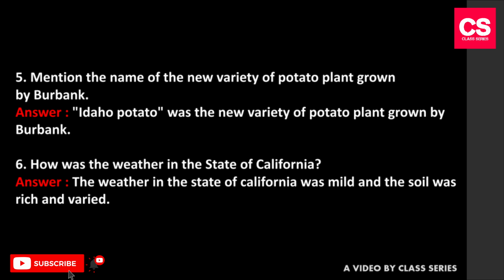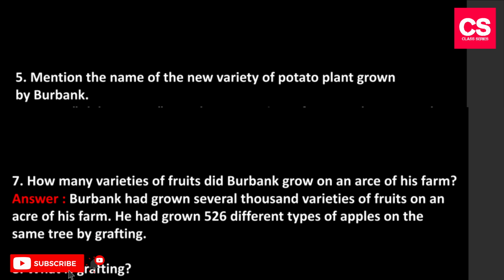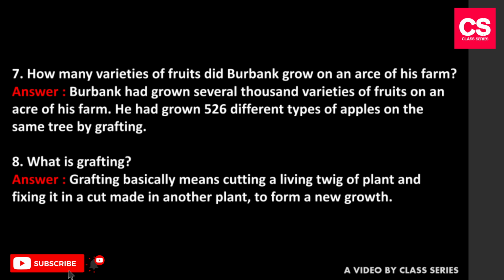Our sixth question is, how was the weather in the state of California? The answer is, the weather in the state of California was mild and the soil was rich and varied. Our seventh question is, how many varieties of fruits did Burbank grow on an acre of his farm? The answer is, Burbank had grown several thousand varieties of fruits on an acre of his farm. He had grown 526 different types of apples on the same tree by grafting.